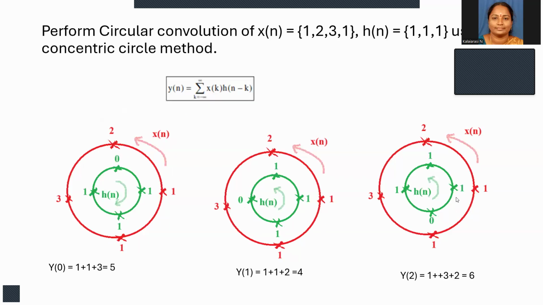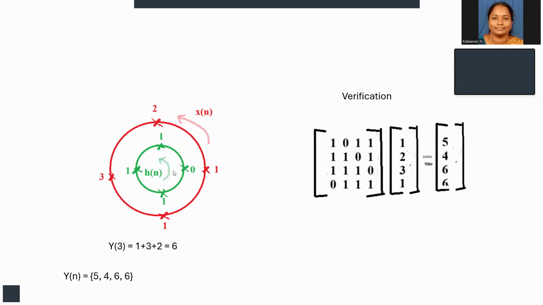Next, to find y of 3, again shift h of n one sample in the anti-clockwise direction to get h of 3 minus k. Again multiply sample by sample and you will get y of 3. Finally, you can write the sequence y of n equal to 5, 4, 6, 6. In linear convolution, the number of samples in the output will be n1 plus n2 minus 1, that is, the number of samples in the first sequence plus the number of samples in the second sequence minus 1. But in circular convolution, the number of samples will be equal to the number of samples in the input.